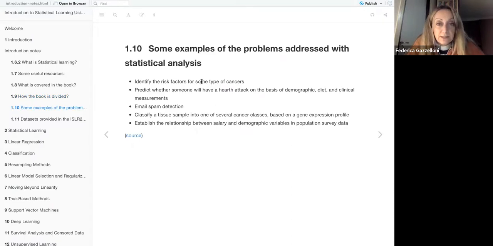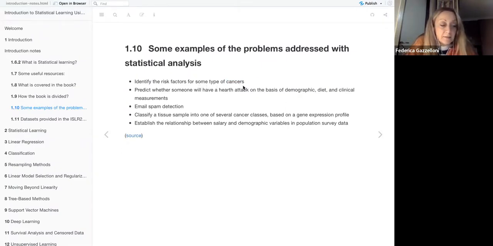The data sets used in the book, to give you an example, I use them to show that there are many problems in real life where statistical learning would be very useful to understand, predict, and analyze the data. So, for example, if you are working with cancer data and you need to understand a bit more about it, you may want to identify the risk factors for some type of cancer.